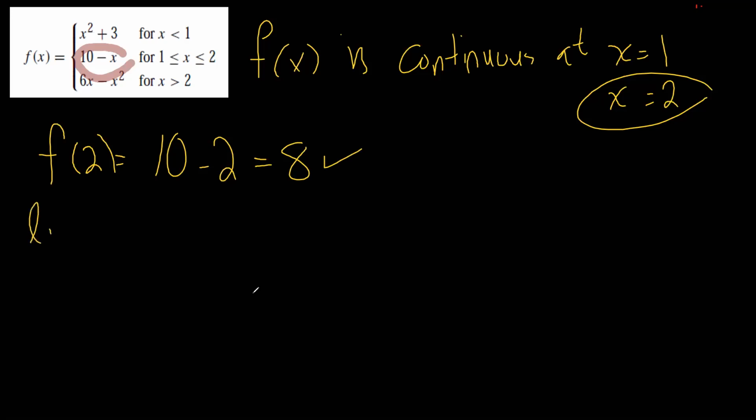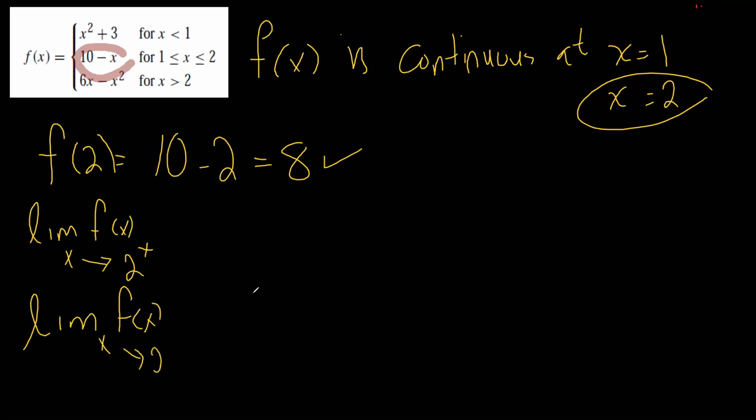The second one, I want now to find the limit of f of x when x approaches 2 from the right, and also when x approaches 2 from the left. Let's find 2 from the right. Which function do I have to choose? The third function, thank you. So I have to say 6 times 2 minus 2 squared, 12 minus 4, is equal to what? 8. Let's see now 2 from the left. Which function do I have to use?